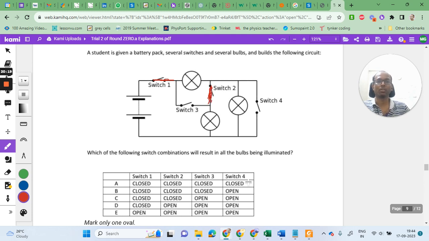And then if you close this, this will short circuit this bulb, because current will not flow through this bulb, it will flow through this wire only. So this should be open. So switch 1 and 2 should be closed, 3 and 4 should be open. So close, open, so option C.